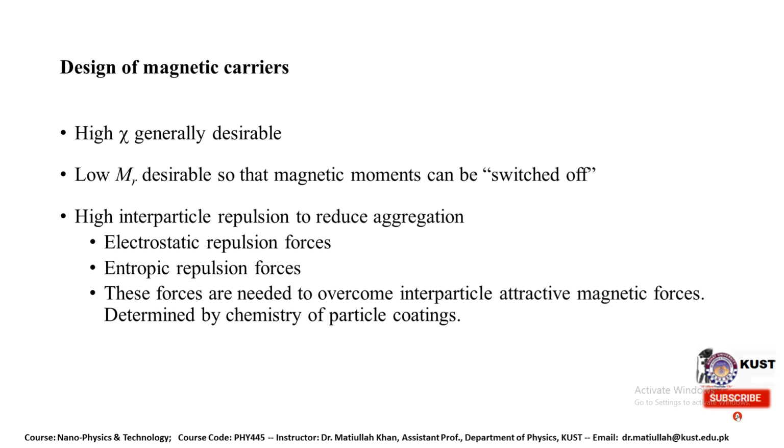So we have magnetic carriers, and the design of magnetic cages is also possible. High susceptibility is desirable, and we know low magnetization is wanted, so that the magnetic moment can be switched off. How is that possible? It can be done with high interparticle repulsion to reduce aggregation.